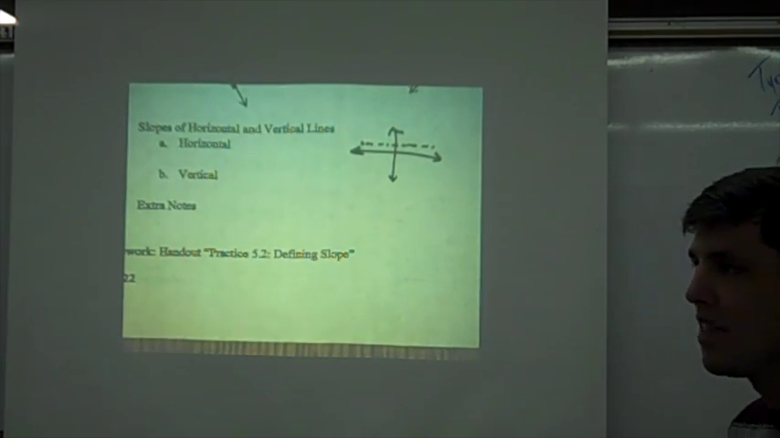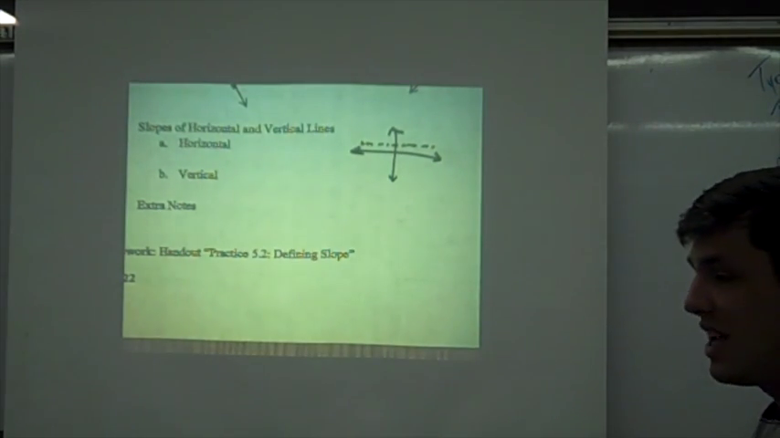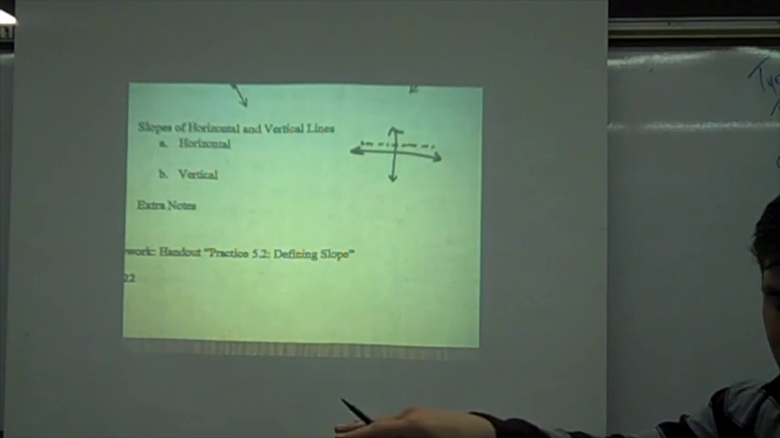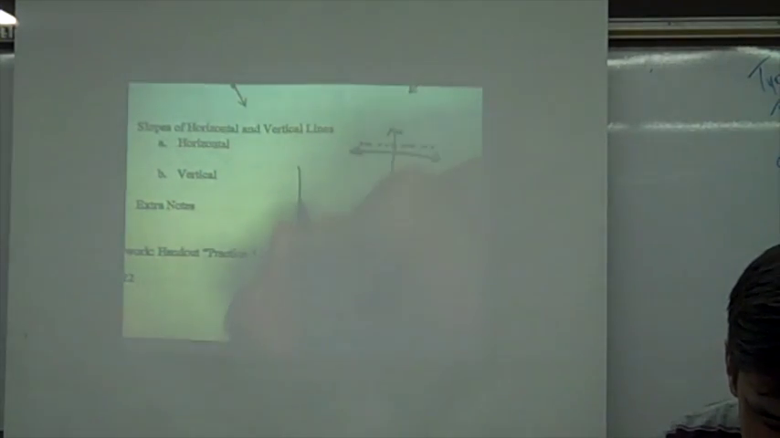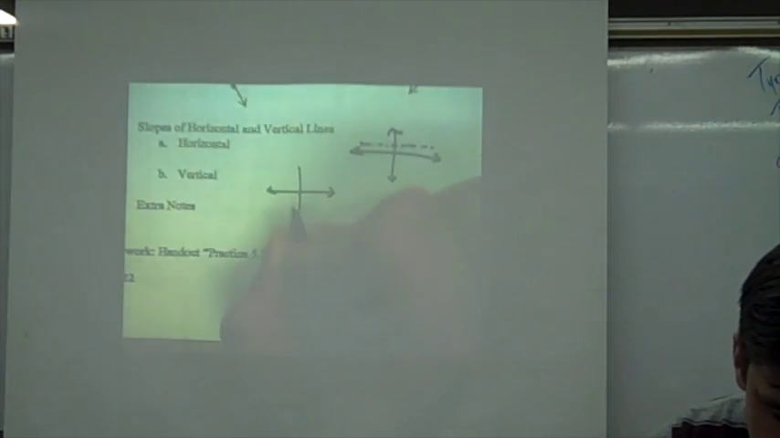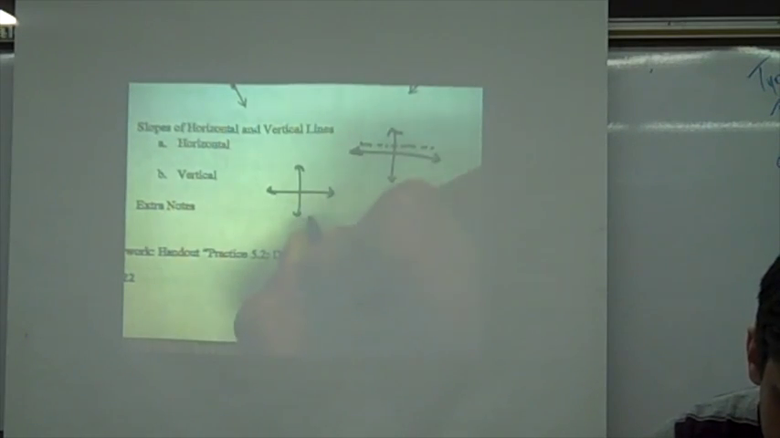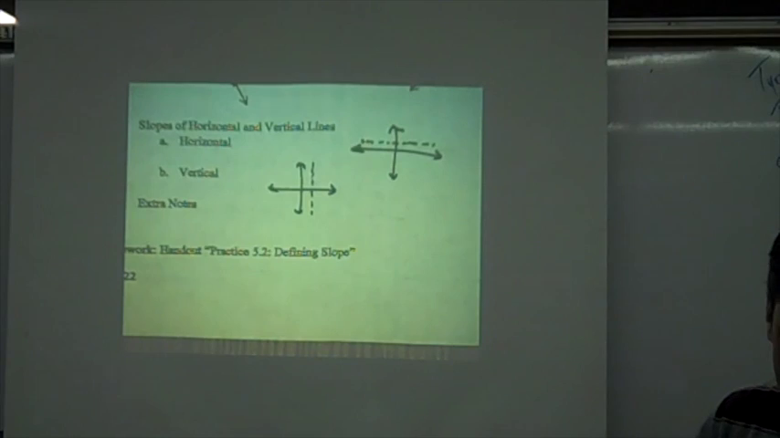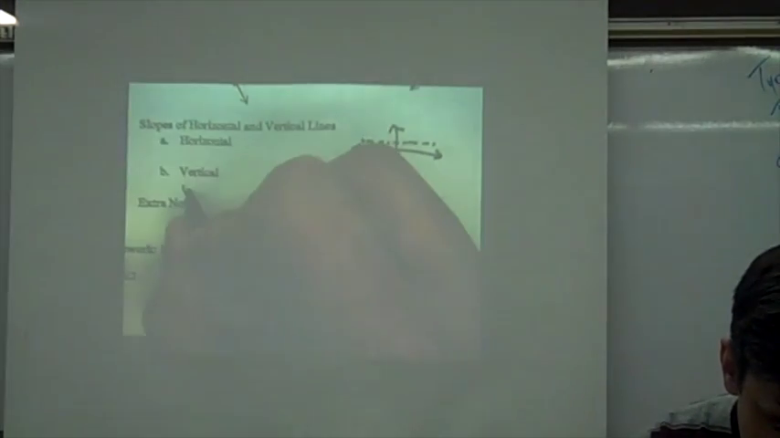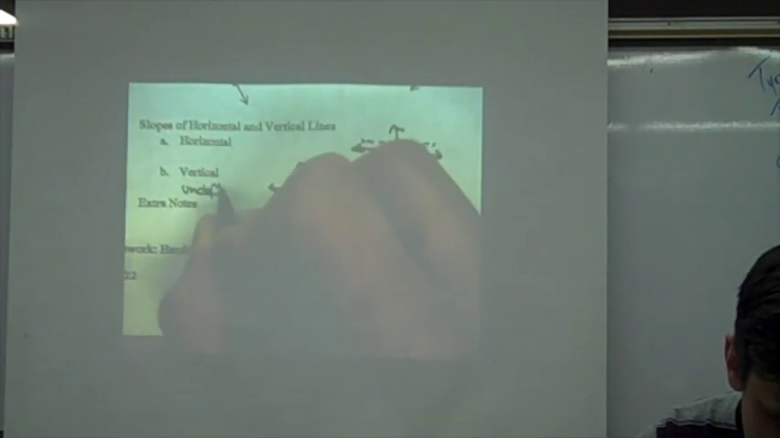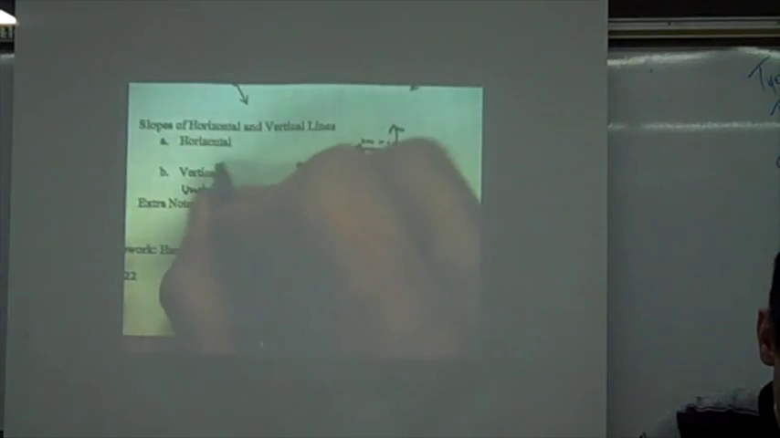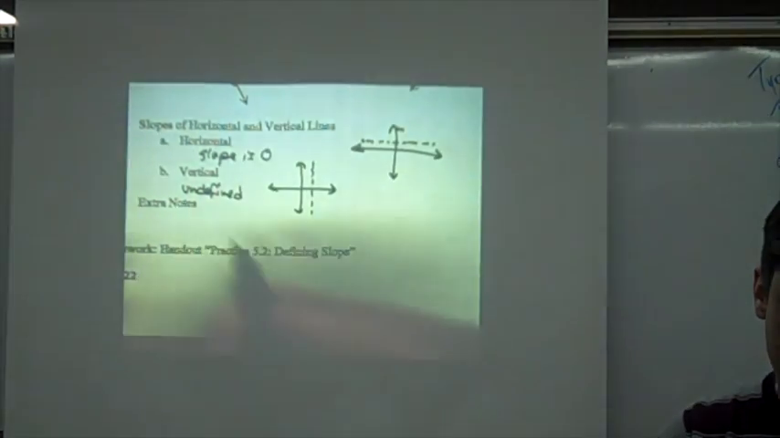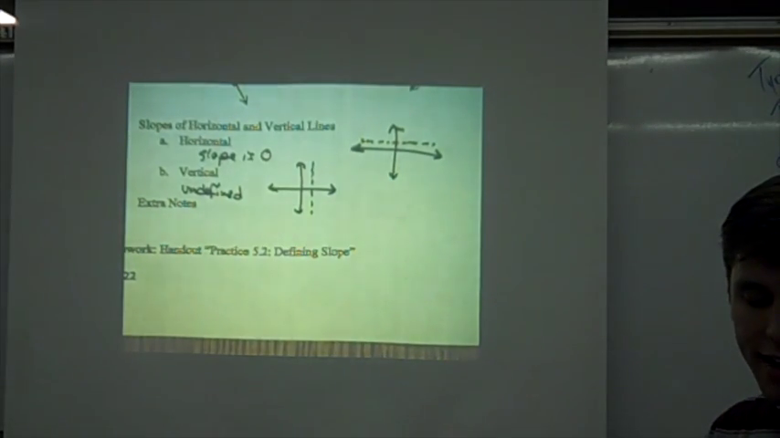Just like if you were biking on flat ground, you would say there is no slope. There's 0 slope to something that is flat. Now the vertical is a bit more difficult to understand. A vertical slope, like so, is going to be what we call undefined. So up here, slope is 0, and down here, it is undefined.